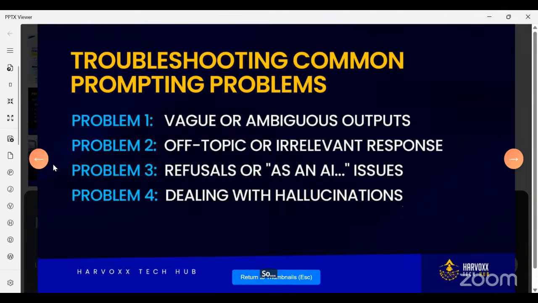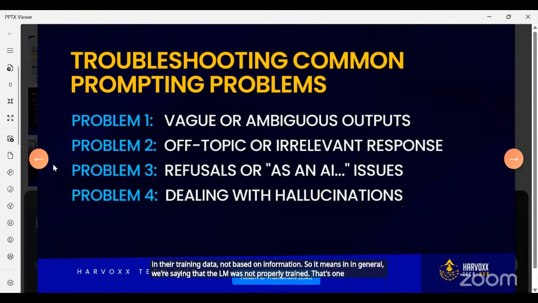some of the causes will be that the LLM optimized for plausibility, not truth. Okay, like they generate text that statistically follows a pattern in their training data, not based on information. So it means in general, we're saying that the LLM was not properly trained. That's one thing. Now, it also can be that the training data has a cutoff date.